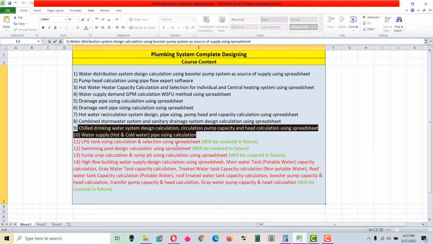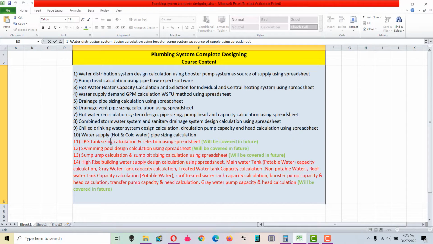So these 10 are covered in this video, and the remaining 4, like LPG tank sizing and selection using a spreadsheet, will be covered in future videos. And swimming pool design calculation will also be covered in future videos. Sump pump calculation and pit sizing calculation will also be covered in the future.